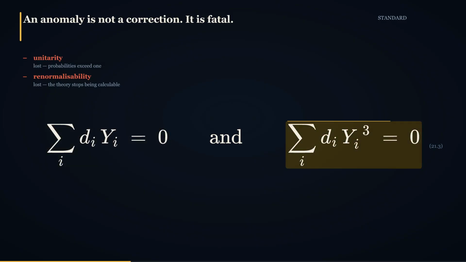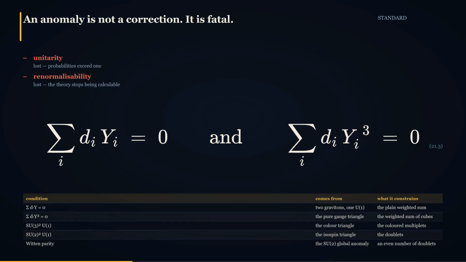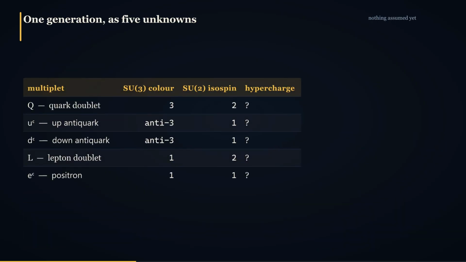Two more conditions come from the non-abelian parts of the group, and one is a parity check, an even number of weak doublets. 4 conditions and a check. No dynamics enters any of them. So set it up honestly as a system of equations with the charges as unknowns.